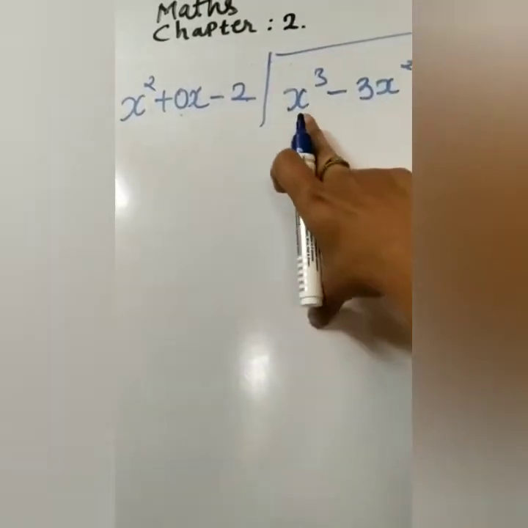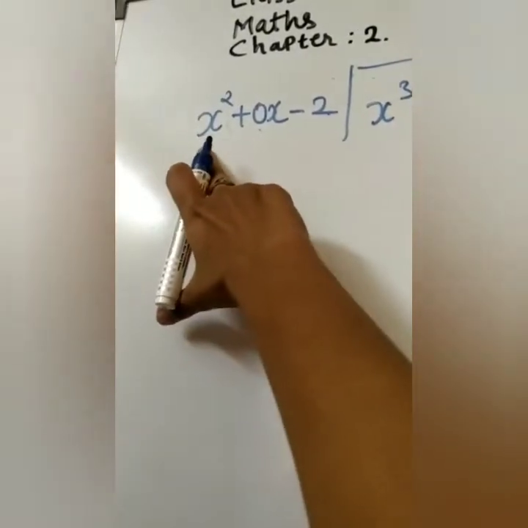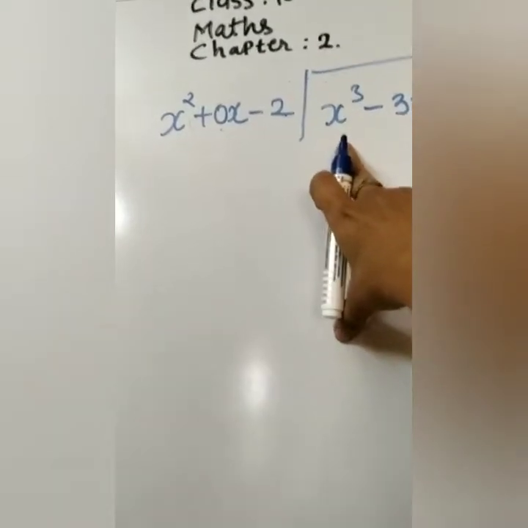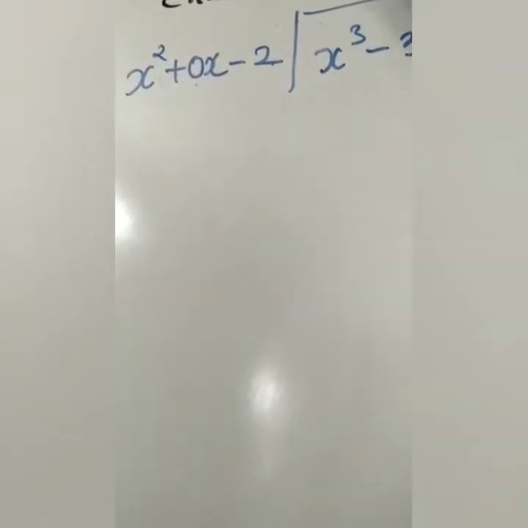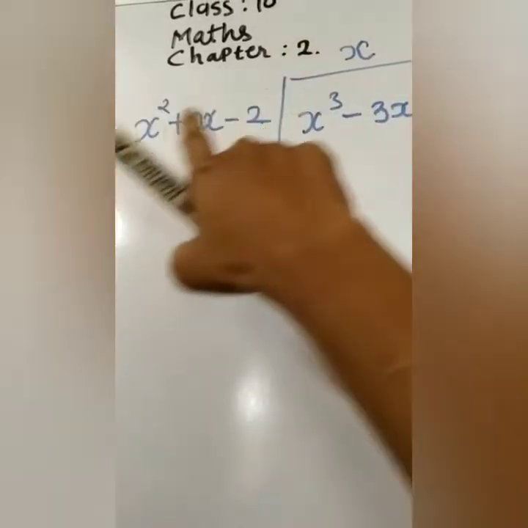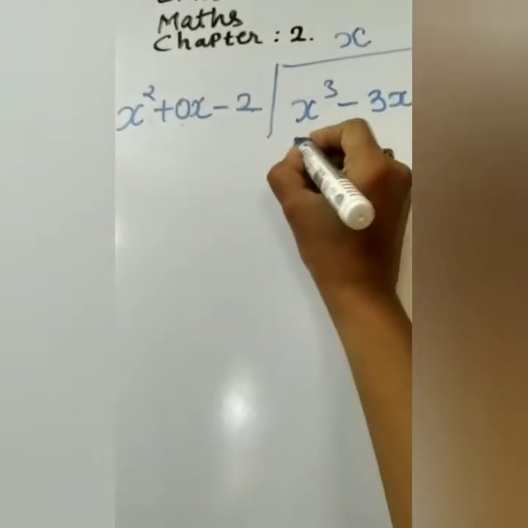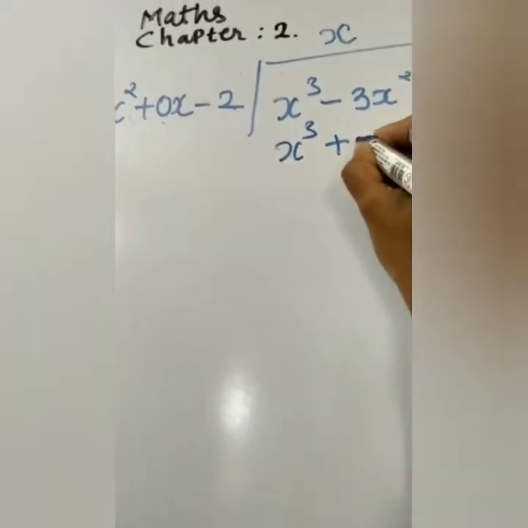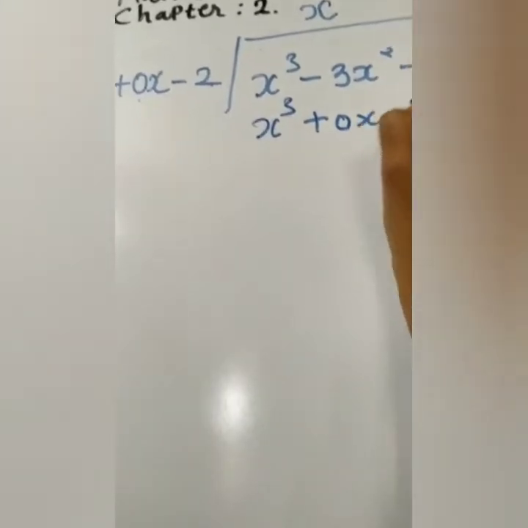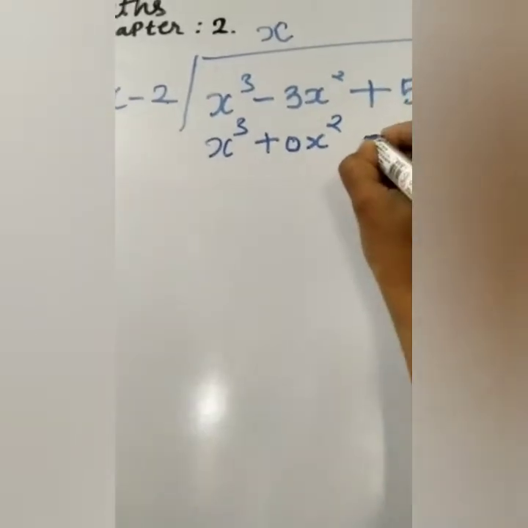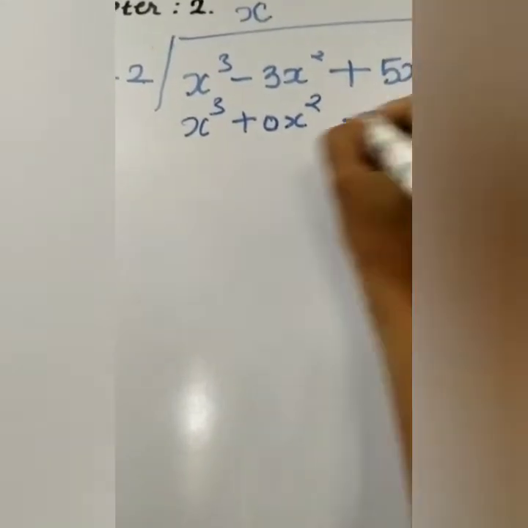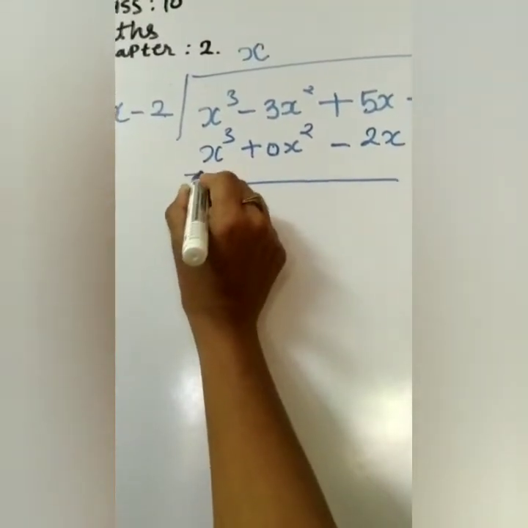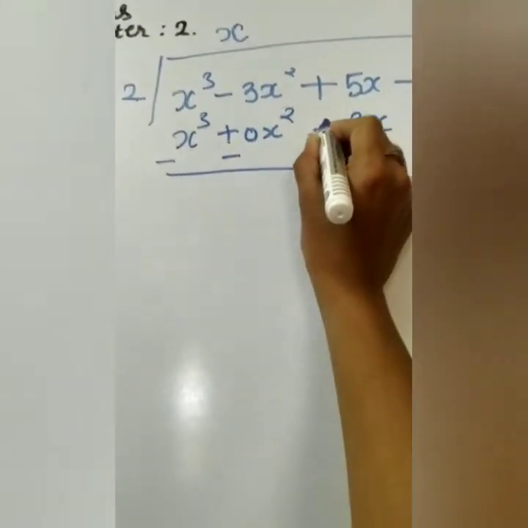As we know, here we want cube, here we having x square, so always we are doing this in a rough work. So here we have to multiply it with x. So it will become x cube plus 0x square minus 2x. Then we have to change the sign. So it will become minus, it will become minus, and it will become plus.